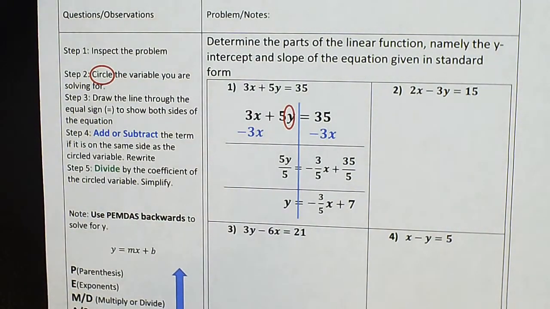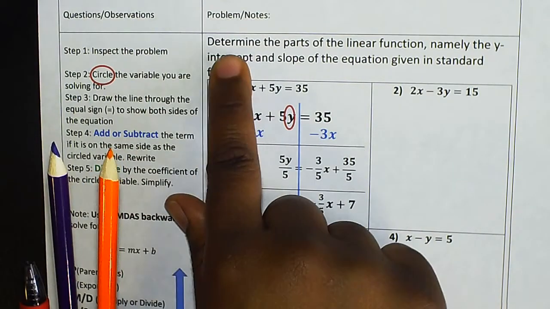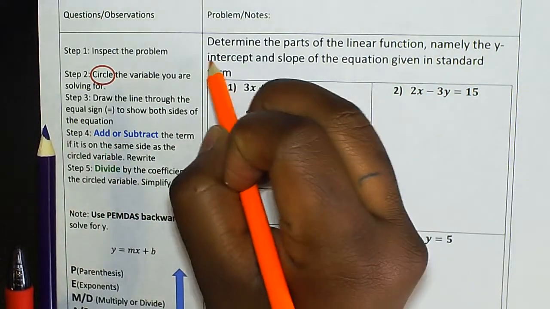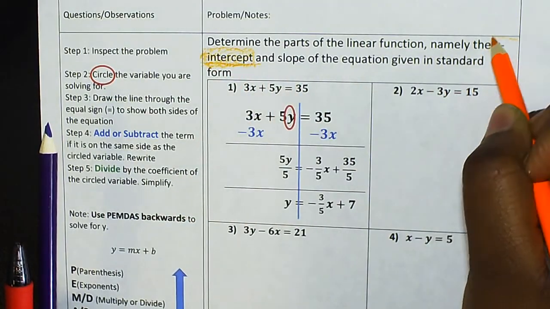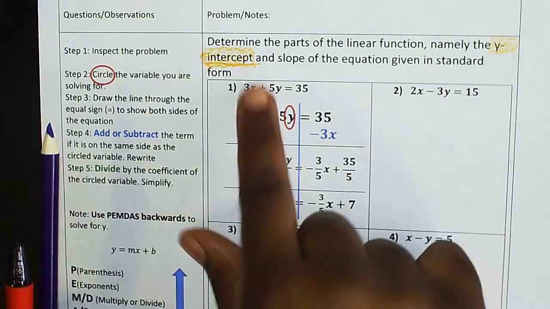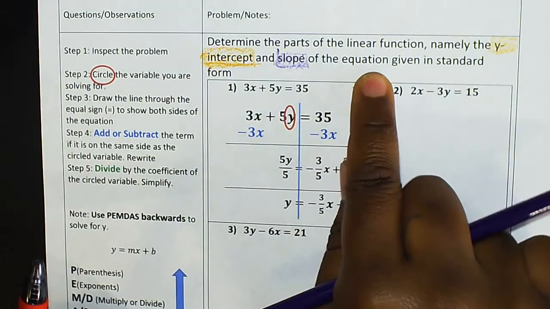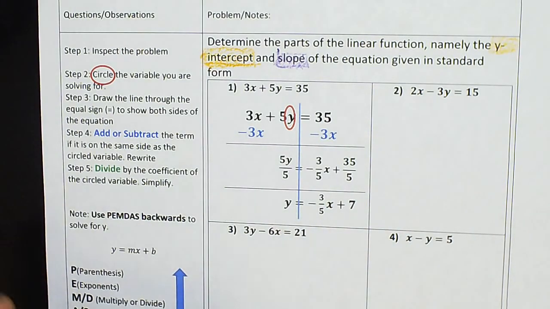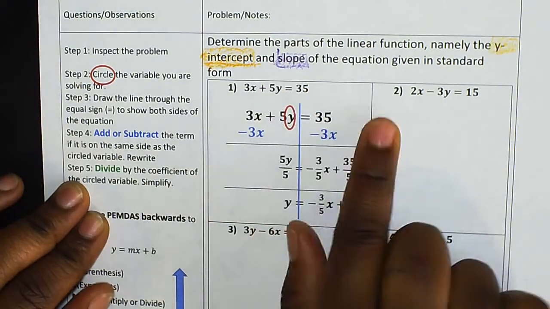All right, so you see number one is already done for you, but I'm still going to go through it so that you can understand what's going on here. So the question says, determine the parts of the linear function, namely the y-intercept. So that sounds important. I'm going to box that. Y-intercept and the slope of the equation given in standard form. So when I say given, that's what they give you. That's basically your questions. So how are we going to find the y-intercept and the slope and standard form?